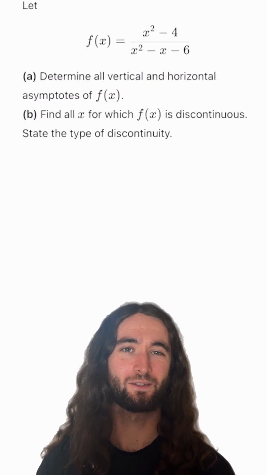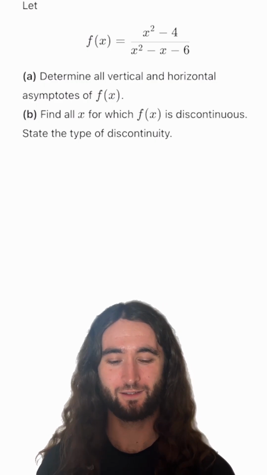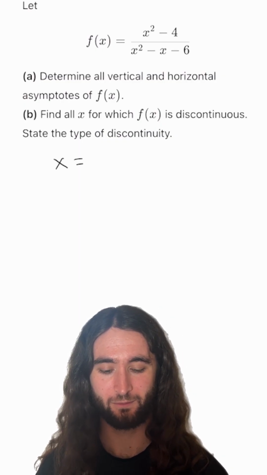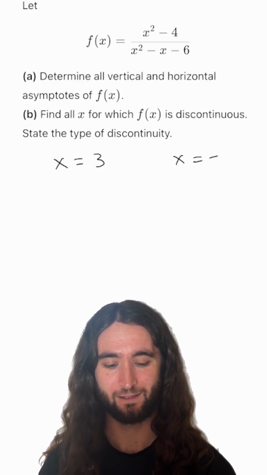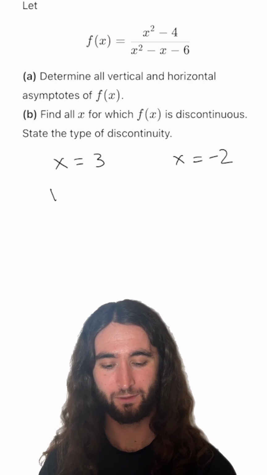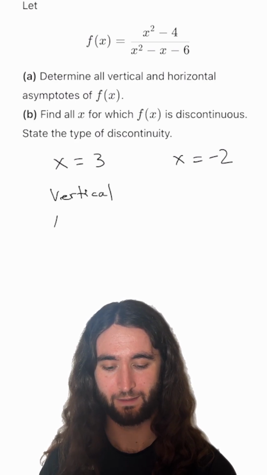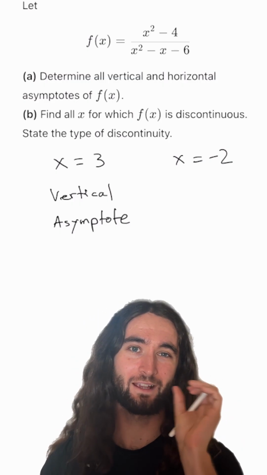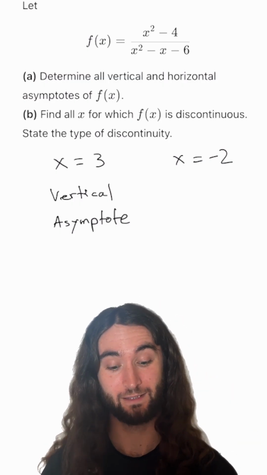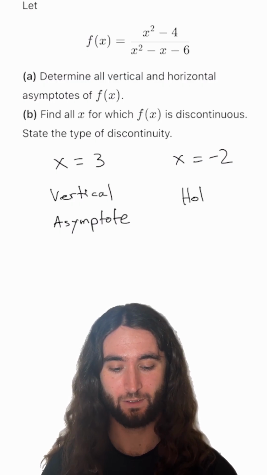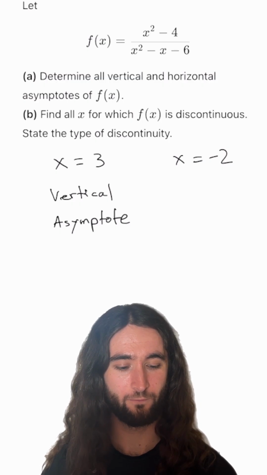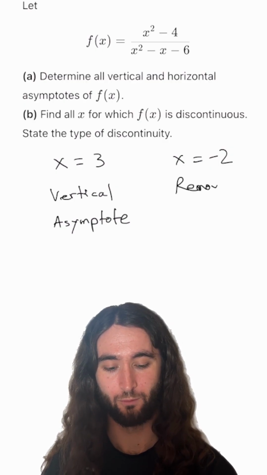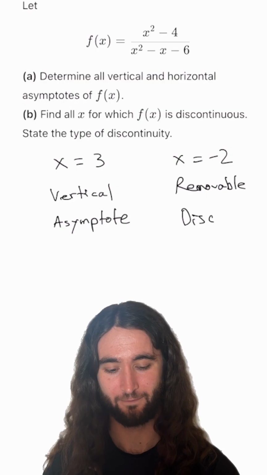Part B asks, when is this function discontinuous? Well, the only thing that causes a discontinuity in a rational function is division by 0, and we already figured out that the denominator is going to be 0 when x is equal to 3 and when x is equal to negative 2. Now this one is a vertical asymptote because it's got a factor of x minus 3 on the bottom and not on top. But negative 2, the factor of x plus 2, is on the bottom and on top. So that's not going to be a vertical asymptote. That's just going to be a hole. Some people don't like to call it a hole for some reason. It can also be called a removable discontinuity.